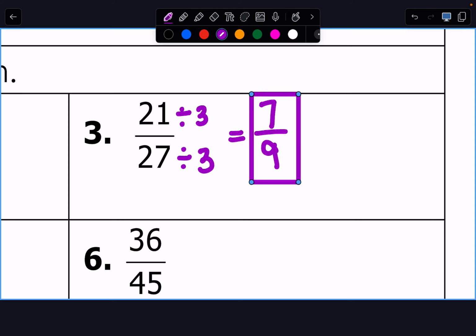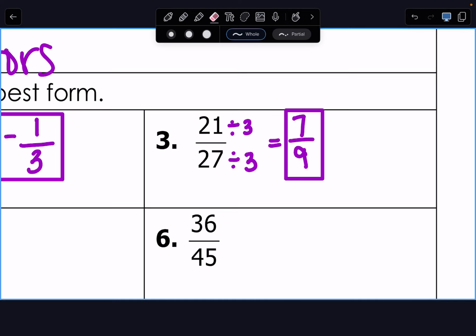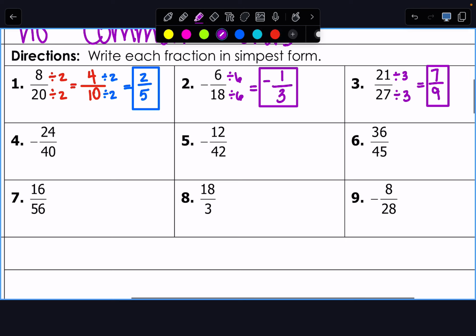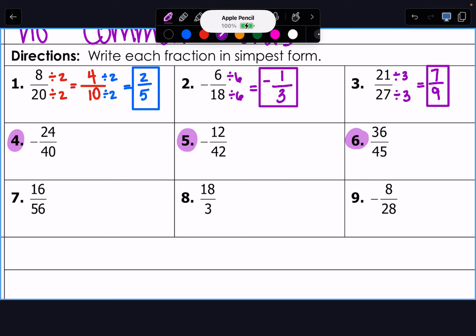Yeah. 7 is a prime number. What does that mean? Its only factors are 1 and itself. Okay? 7 is 1 times 7. That's it. Okay? All right. I think some of you are catching on. I want you to do numbers 4, 5, and 6 and check in with your neighbor to see if you agree.